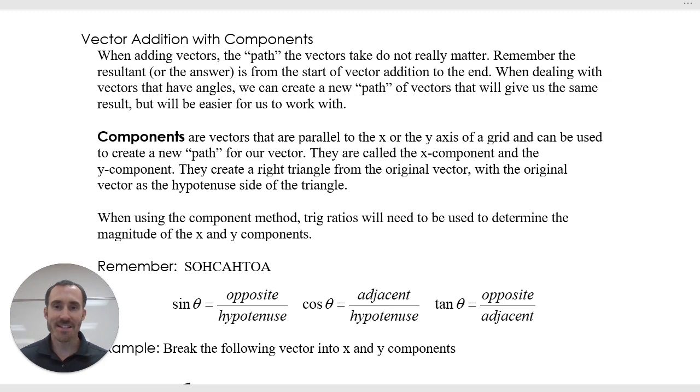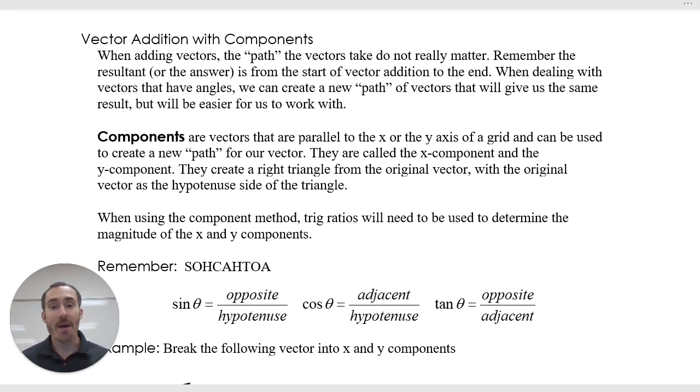Hi again. In this lesson we're going to be adding vectors using components instead of using scale diagrams. Scale diagrams are nice because everybody knows how to draw and measure, hopefully, in this course by now. You can just measure your vectors, use a protractor to make sure they're all going in the right direction, and you're going to get at least close to the right answer if you are very precise with your drawings. But it's sometimes difficult to be perfectly precise with your drawings, and so everybody may get a slightly different answer when you are using a scale diagram.